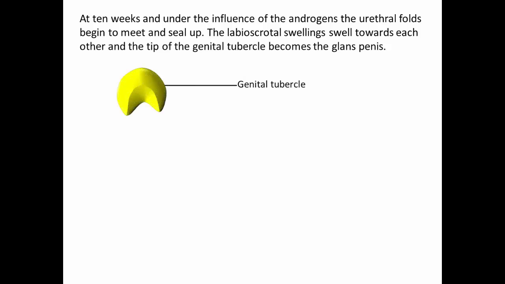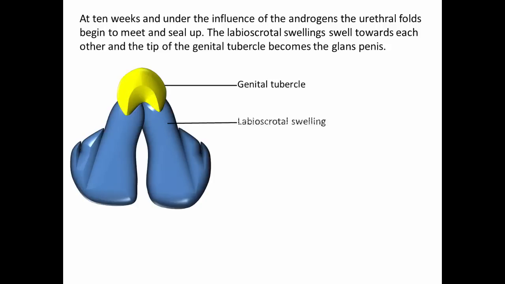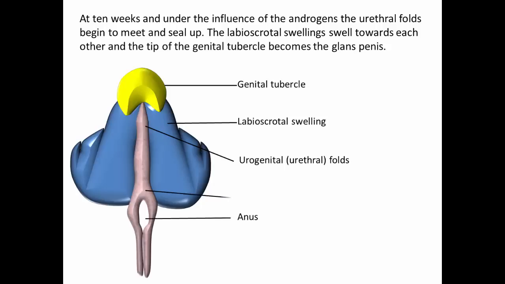And so there's our genital tubercle. There's our labioscrotal swellings. You can see that they're essentially getting larger and beginning to come together. The urogenital folds have sealed up. There's the perineum, and then there's the anus back here. But we're more focused up here.